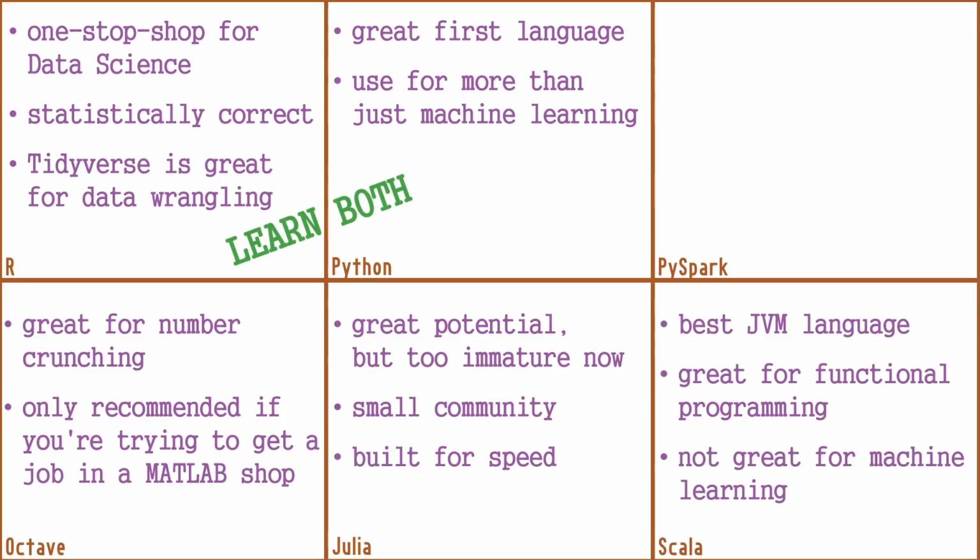I think Scala is the best of the JVM family of languages. It's especially great if you use it as a purely functional programming language. However, there are few machine learning packages for Scala, so it's probably best used for data engineering tasks.